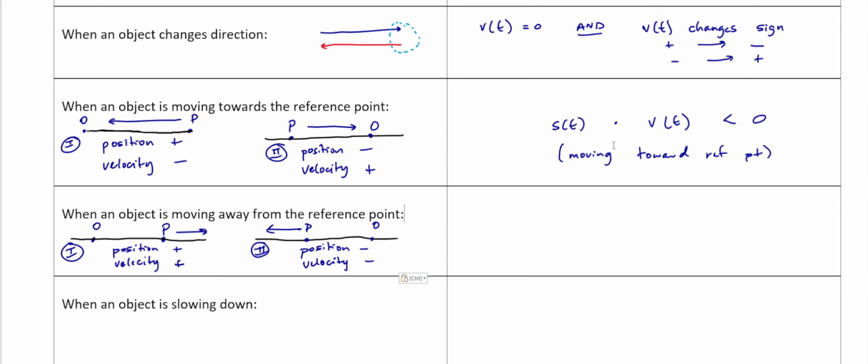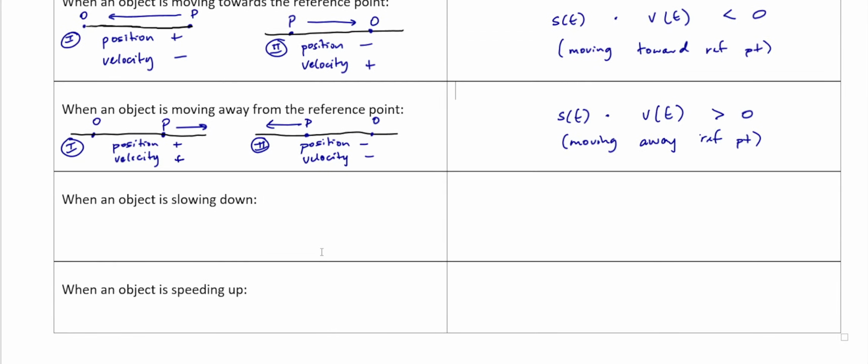Well, if we think about this relationship right here, what would be the product of s(t) and v(t)? Well, a positive times a positive makes a positive number, and a negative times a negative also makes a positive number. So our conclusion we can put right here. If we're moving away from the reference point, the product of the position function, or the displacement function, times the velocity function should be a positive number, and we can see that from these products right here.